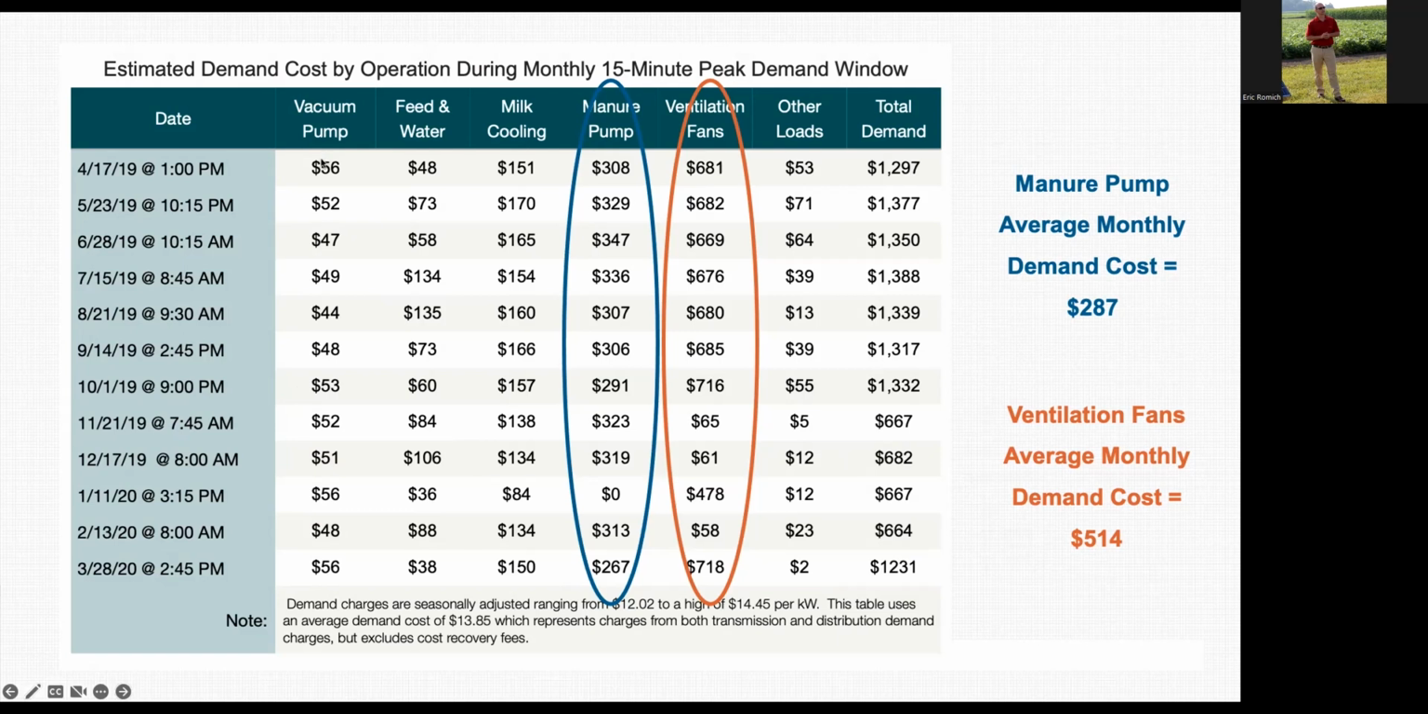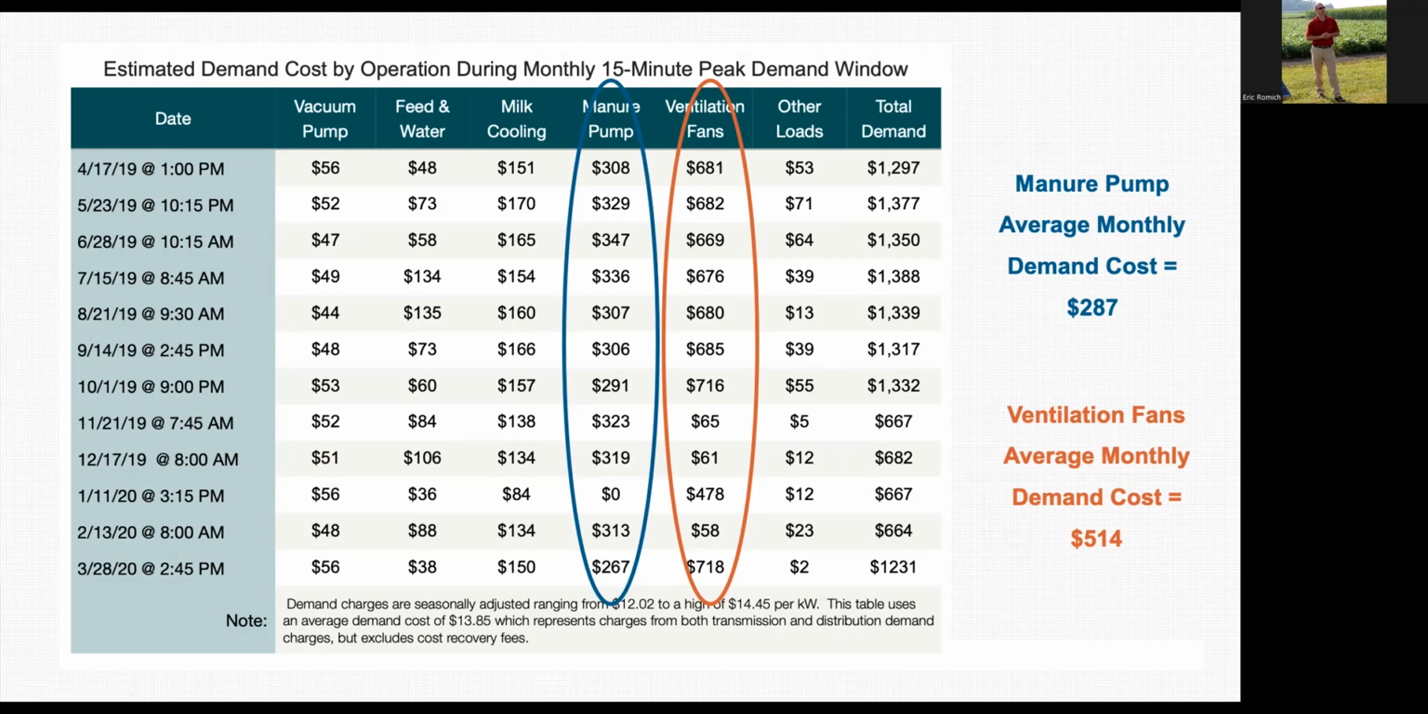So when we think of vacuum pump operations, typically around $50, feed and well pump, anywhere from $75 to $130, $135. Milk cooling, same thing, kind of in that $150 range. All other loads, this is going to include some of the miscellaneous loads that we were not specifically monitoring. So we backed out this category.